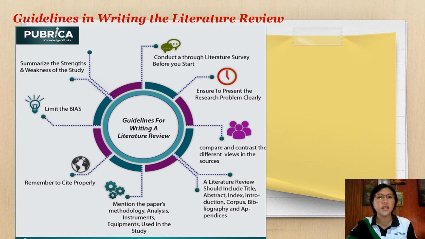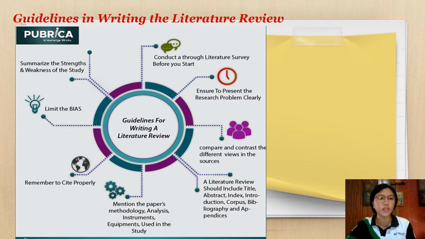First is to conduct a thorough literature survey before we start. Next is to ensure to present the research problem clearly. Next is to compare and contrast the different views in the sources. Next, the literature review should include the title, the abstract, the index, introduction, corpus, bibliography, and appendices. Next, we have to mention the paper's methodology, analysis, instruments, equipment used in the study.